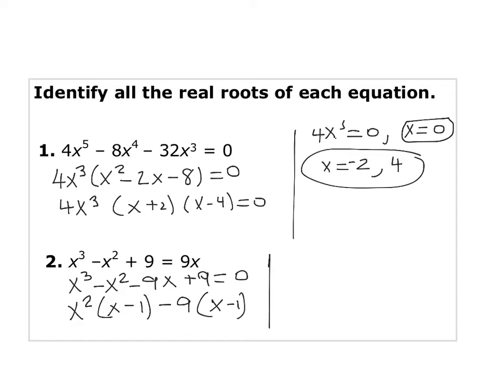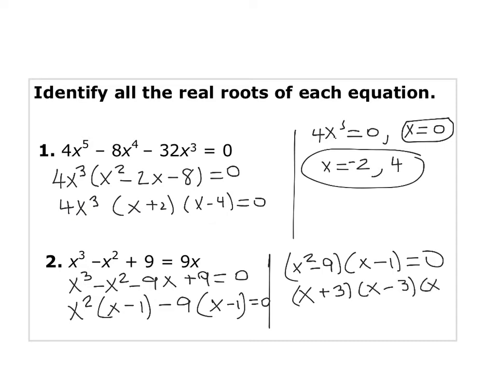So what do I get? Again, x squared minus 9. Writing out the factors, and x minus 1 is equal to 0. So here I get x plus 3. When I factor it completely, x minus 1. So I get the roots are 3, negative 3, and positive 1. So those are my roots.